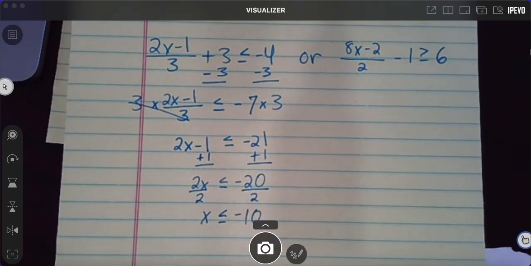Okay, which you can already start to see some of these answer choices. That's nice. Okay, I can see there's only one answer choice that matches that. But we're going to keep solving.